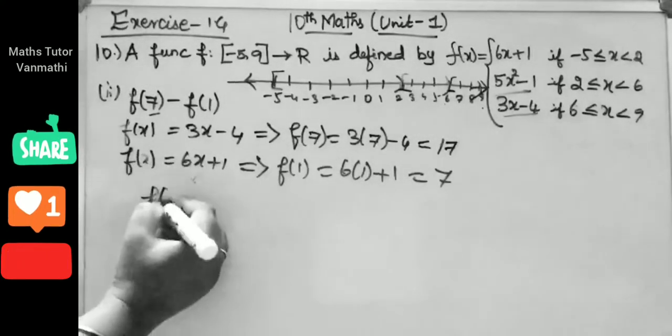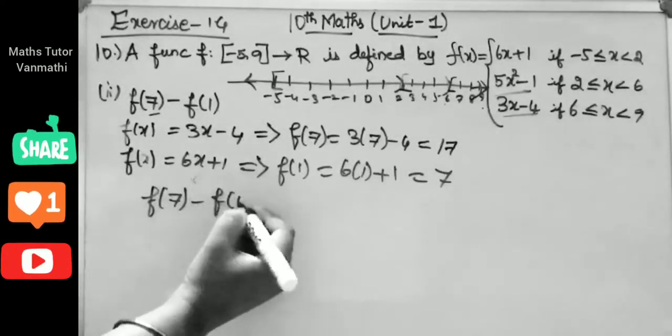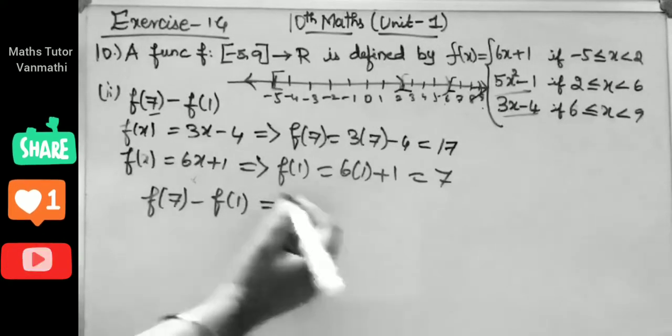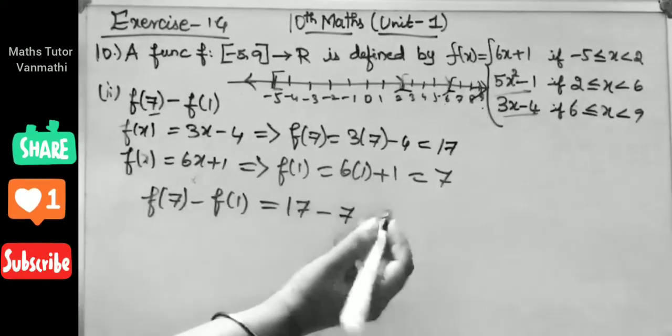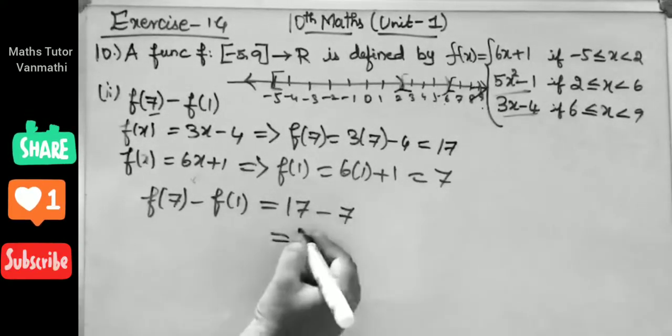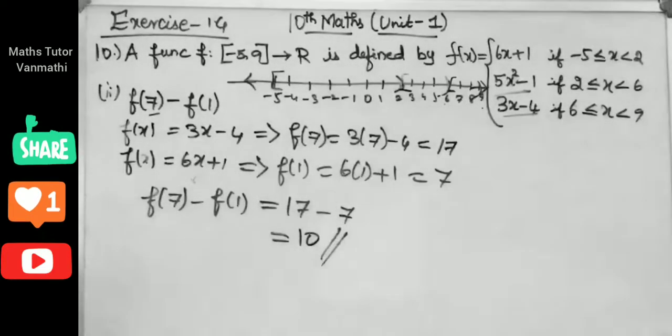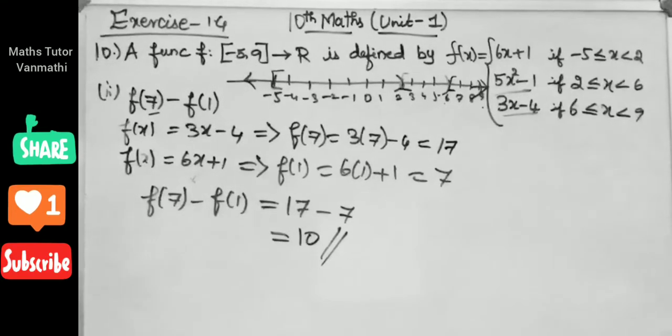So f of 7 is 17 and f of 1 is 7, these are your answers. Then you are going to substitute here. f of 7 minus f of 1 equal to 17 for f of 7 and 7 for f of 1. You get 17 minus 7, answer is 10. This is your second subdivision. Clear? We can move on to third subdivision.